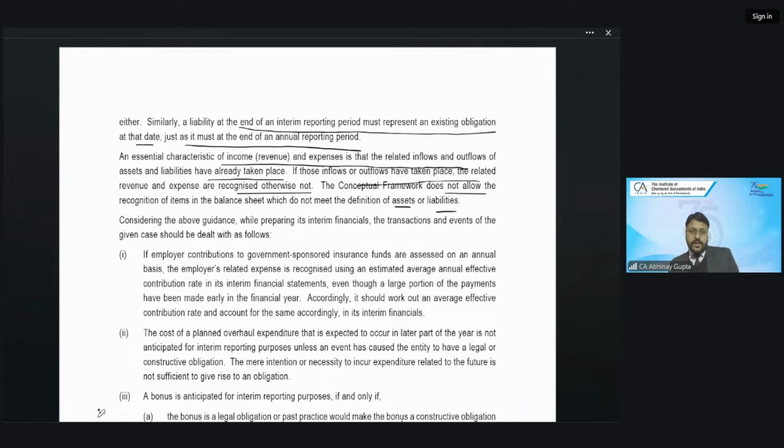Now, considering the above guidance, while preparing the interim financials, the transactions and the events of the given case should be dealt with as follows. If employer contributions to the government sponsored insurance funds are assessed on an annual basis, the employer's related expense is recognized using the estimated average annual effective contribution rate. Oh, very long word. So management need to estimate an average annual effective contribution rate. And basis on that, the quarterly or the interim financial period expense will be calculated and recorded in the interim financial statements, even though the large portion of the payments have already been made early in the financial year. So suppose what is the issue here?